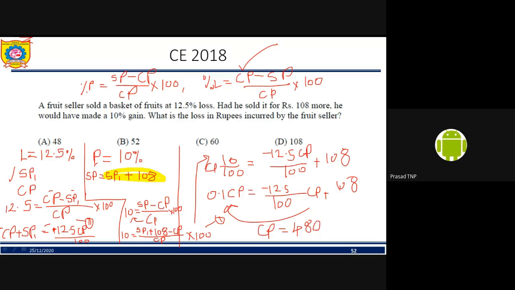480 rupees. Then you can substitute this value of cost price into any one equation. You will get the selling price 1. So you can substitute this cost price into equation 2. You will get the selling price 1. Okay, and then the loss will be selling price 1 minus cost price, that is coming 60 rupees. So here we got the value of cost price is 480.